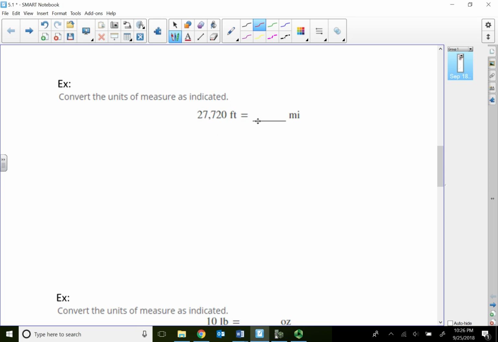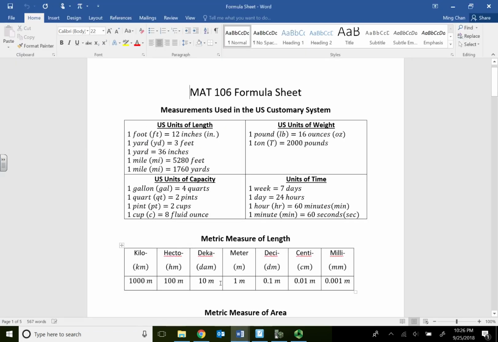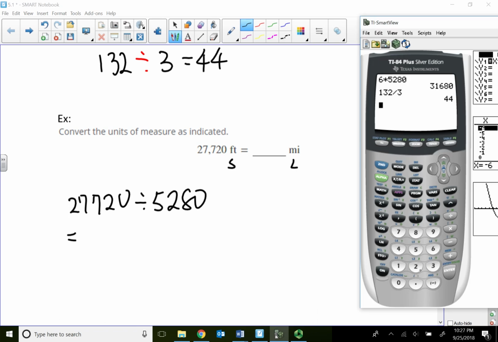All right. So this is feet to mile. This time I'm going from small to large, I know I've got to divide. So basically we just take 27,720 feet divided by the conversion between feet and mile, which is 5280. Okay, so that will give me my answer. Let's go ahead and punch it in so we know. But I'm also going to show you how to do this the fraction way, or dimensional analysis. So this is going to be 5.25 miles.